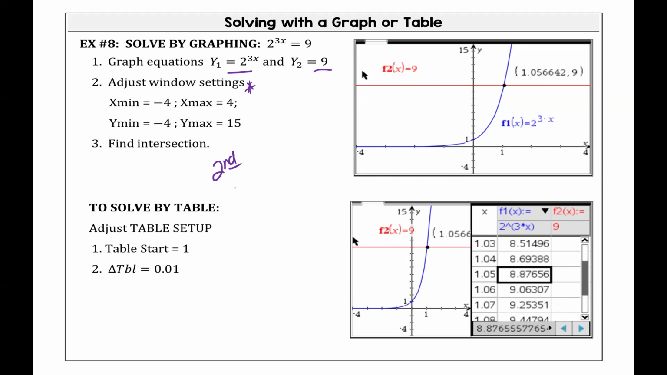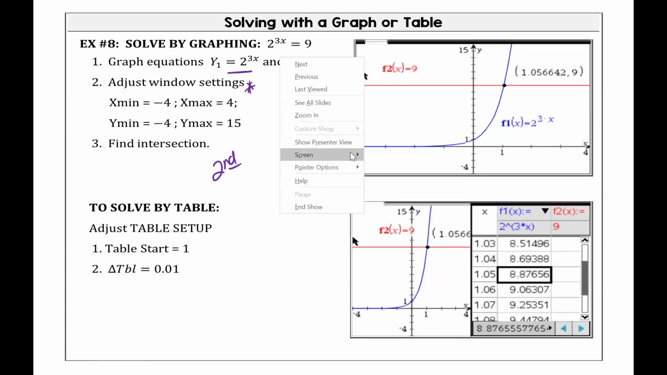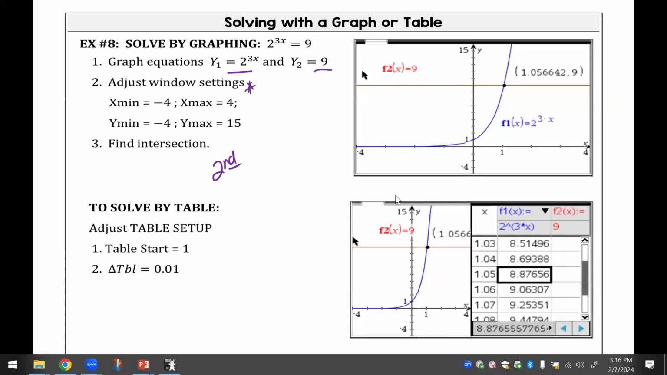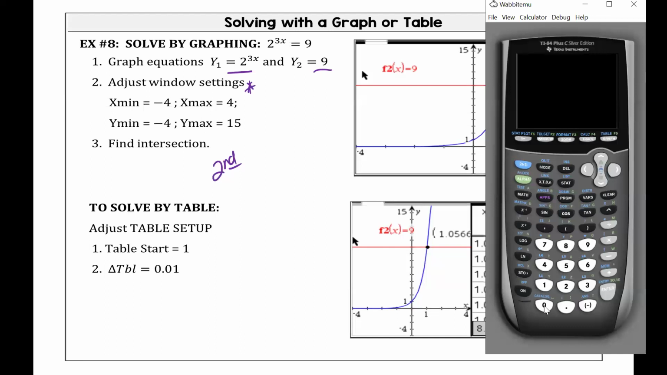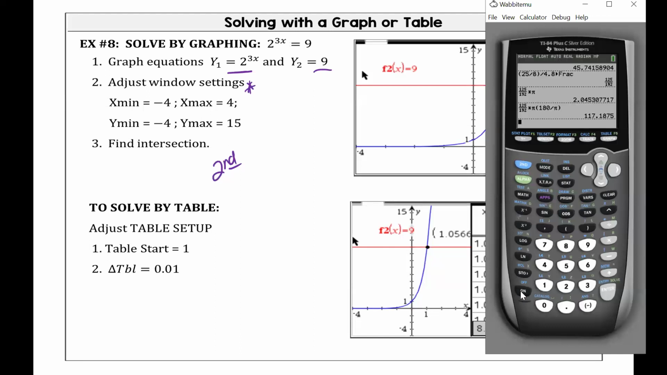What do we press? I just had a brain fart. Second. You know what? Let me just look at it. Here's Sylvie. There she goes. Second trace. I don't know why that was not coming to my brain. So you're going to press second trace.